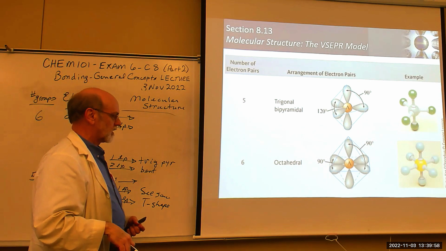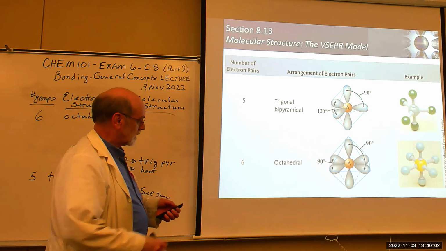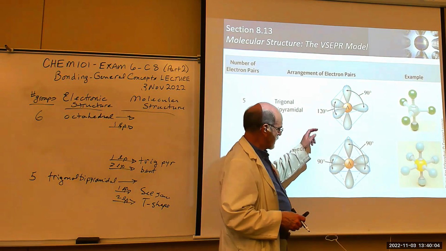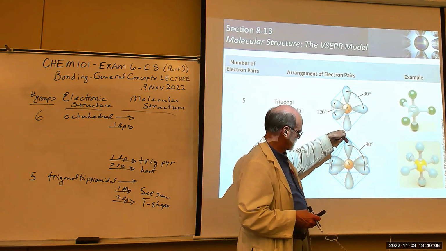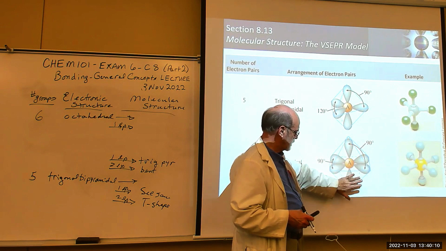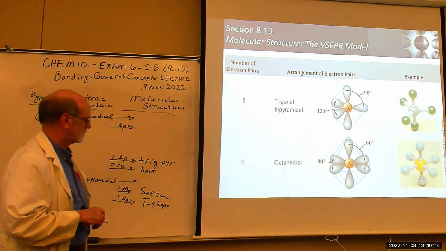Where's that lone pair going to come from? Usually, the lone pair in this design comes from here, one of these. Electrons here or here. So you take the lone pair away, what do you have? You have a square pyramid.